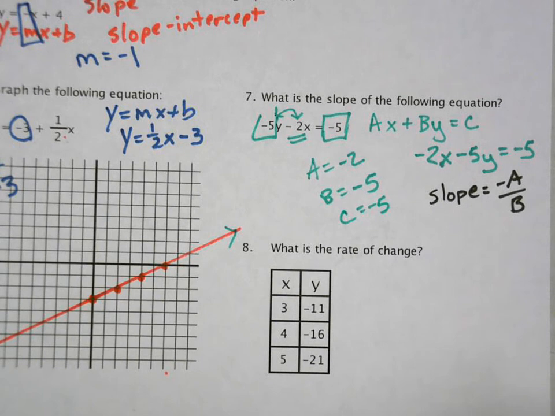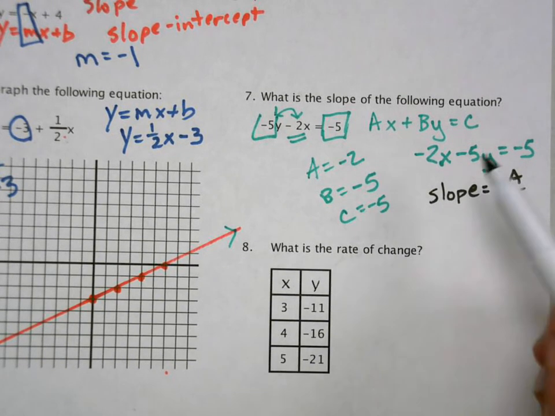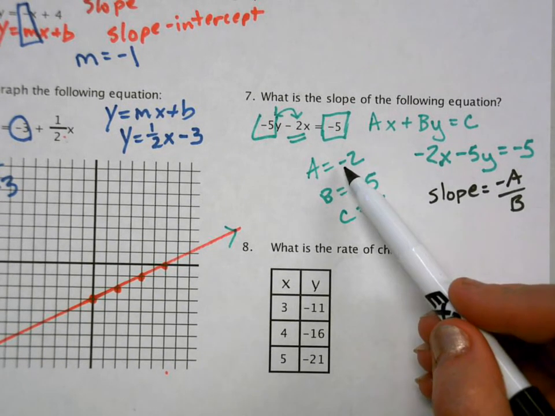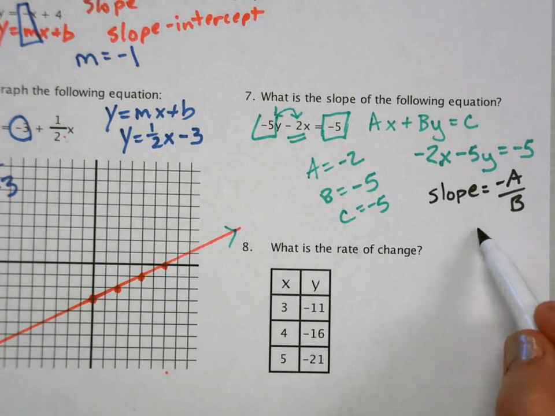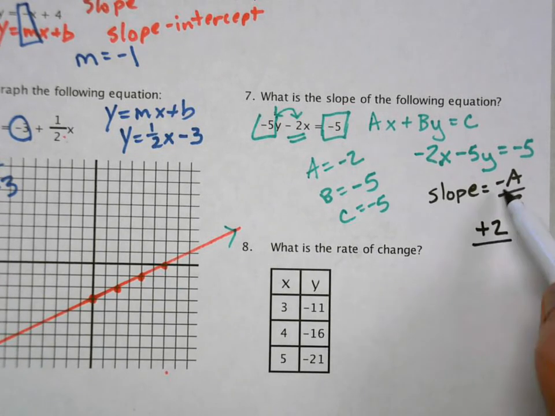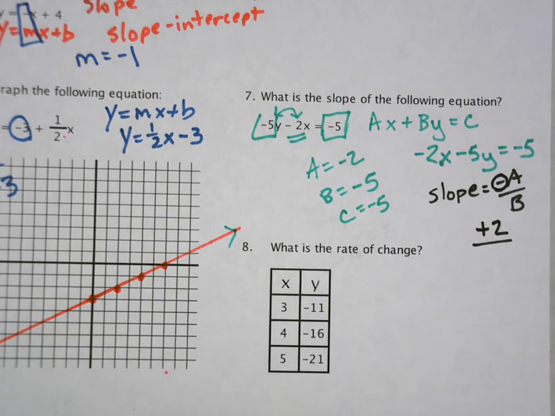-2 over -5, or -2 over 5, right? It's a negative -2. So it's actually a +2, because this means that it's going to change the sign of whatever your A is, it's the opposite. So then it's 2 over -5. Can that simplify anymore? No, that's it.